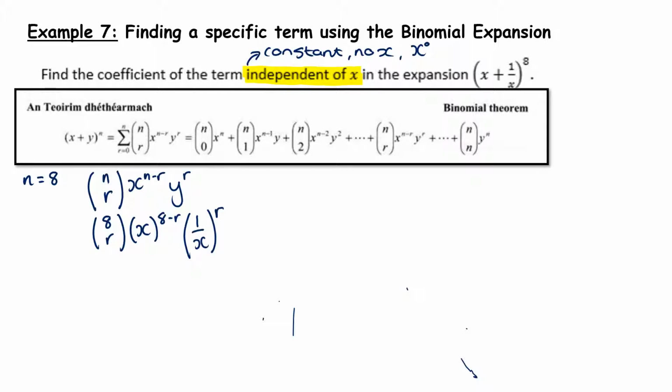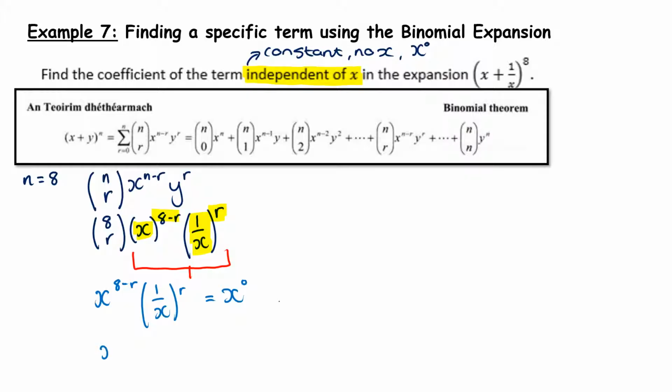Just like before, I'm only going to take my x's. No signs, no numbers. And I'm going to work in a different color. So you have x to the power of 8 minus r, 1 over x to the power of r, and I want that to be equal to x to the power of 0, because just to remind you, the term independent of x has no x, so x to the power of 0 will show as 1. We'd never leave it as x to the power of 0.